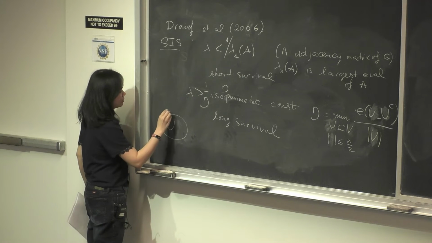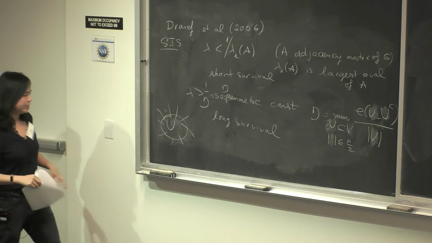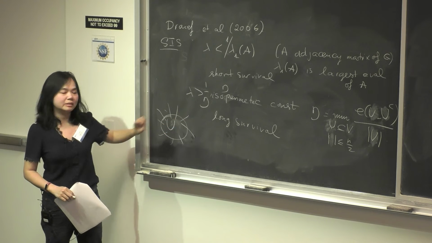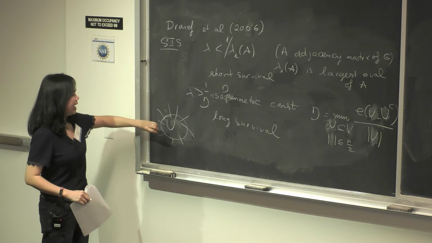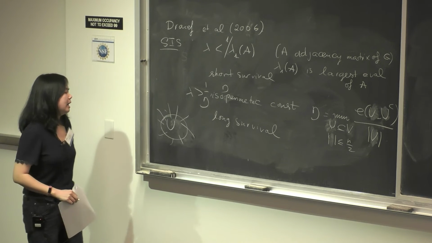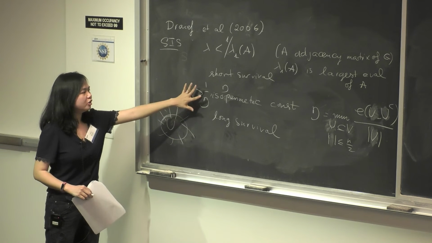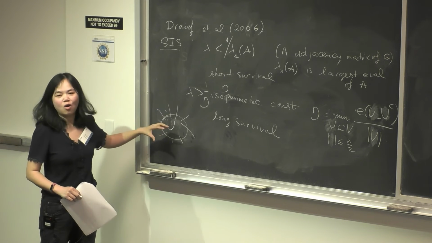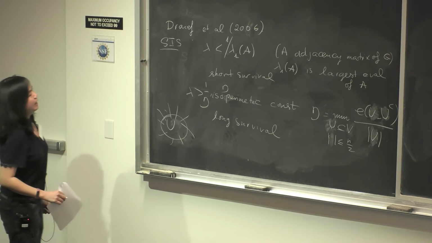And these are the edges going out from U. Now, if U has a lot of neighbors, there's some expander property. So if U has a lot of neighbors, then it can infect a lot of neighbors in the next time interval. If lambda is large enough, this allows the process to expand very big in the graph and survive for a long time.